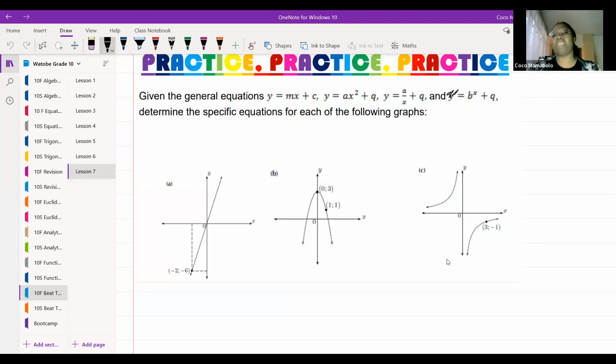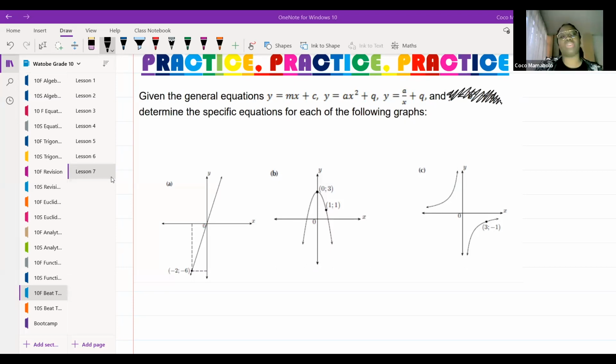All right, let's get back to the maths, guys. We're going to be practicing a little bit. What we're going to be doing, guys, is practicing how to get the equation once they've given us a graph. All right, guys, let's focus. Bring it back. Okay, so we're going to start with this one.